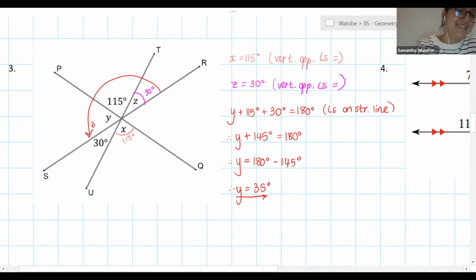You're like geniuses. Well done, Pumzile. Oh, you guys are great. So exactly: X is 115, Z is 30, and Y is 35.